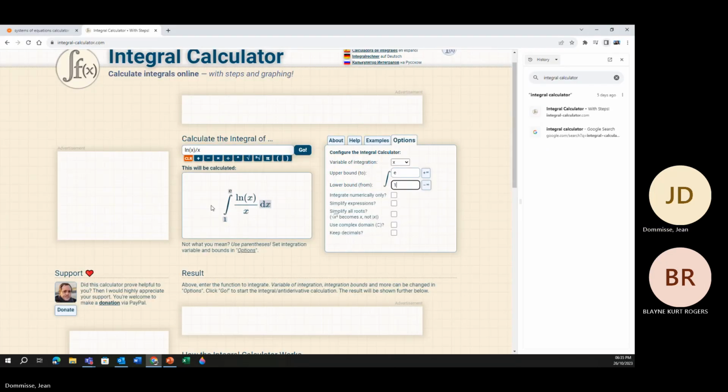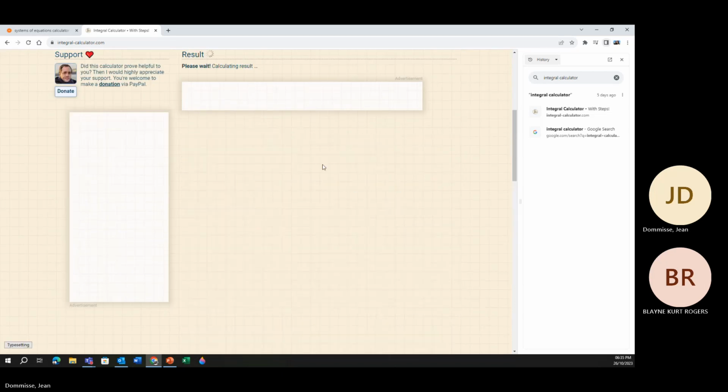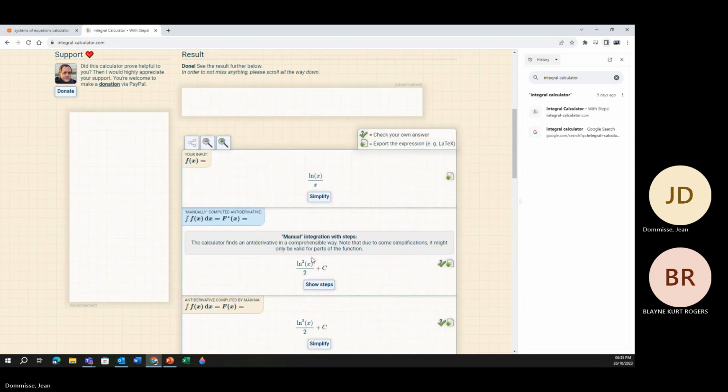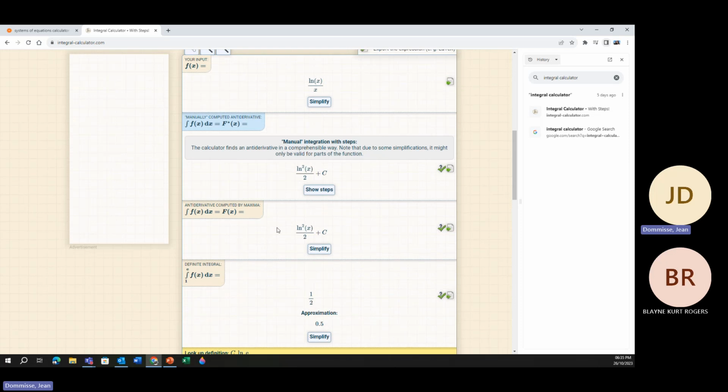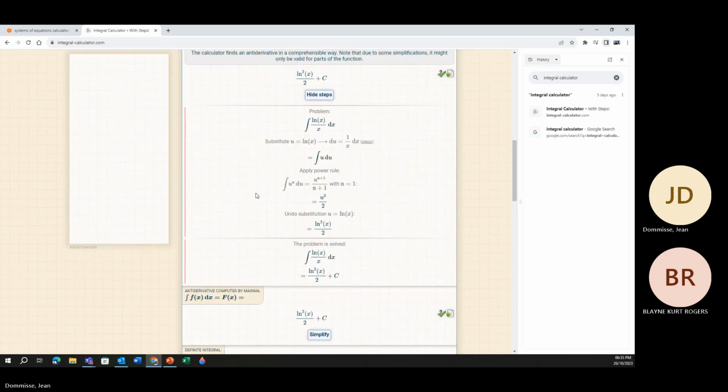Yeah, so I think that is ln x over x. Okay, so the answer is that. So we can just look at the steps. Okay, so again, I thought that is what we probably needed to do. So we would have needed to substitute u with ln x.